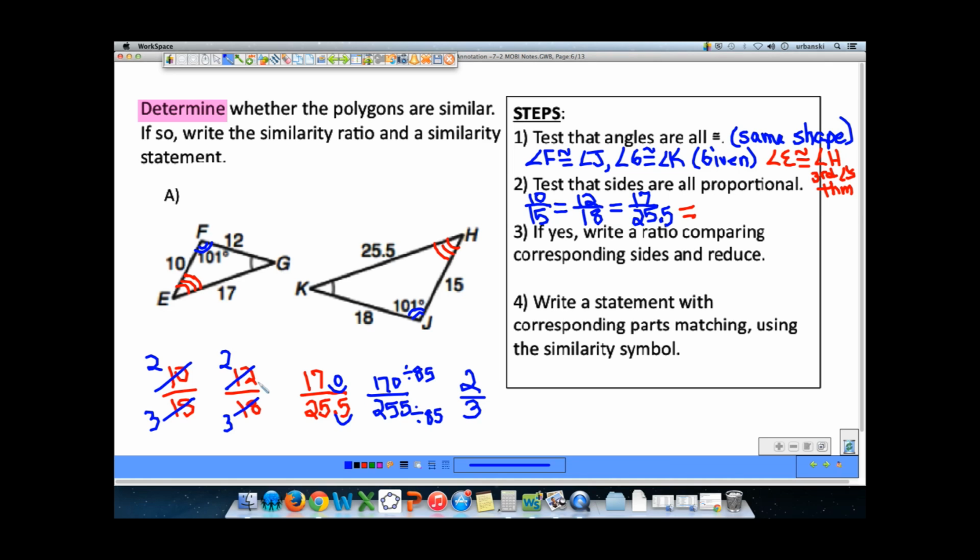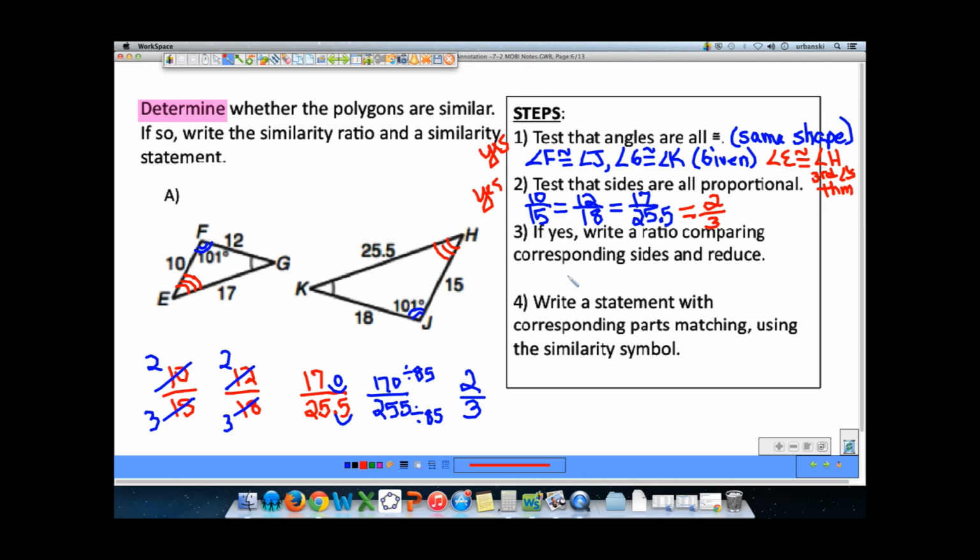I know that you don't have those things memorized, but use these other two right here as a clue. And when we've reduced them all, we get 2/3, and that means that all the sides are proportional. So the answer is yes here, and the answer is yes here. If it follows both rules, then your answer is yes. These are two similar triangles.